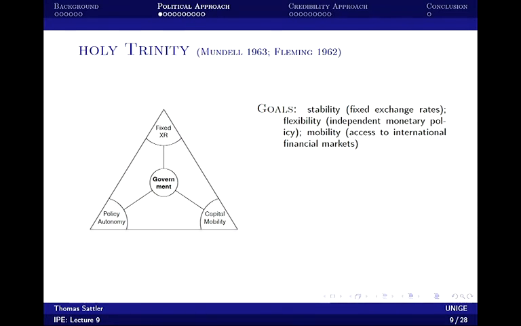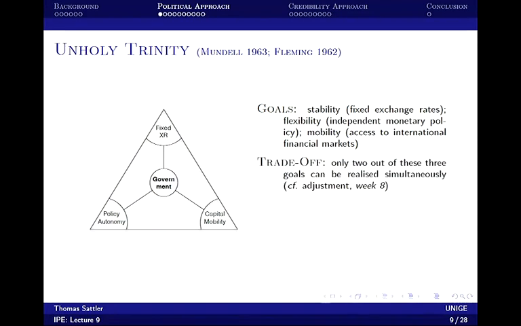We also want capital mobility. Why? Because we want to be able to draw on international capital, which might actually help us to generate growth if we are a capital-scarce country. So we want access to international capital markets. The problem is we can only choose two out of these three goals.